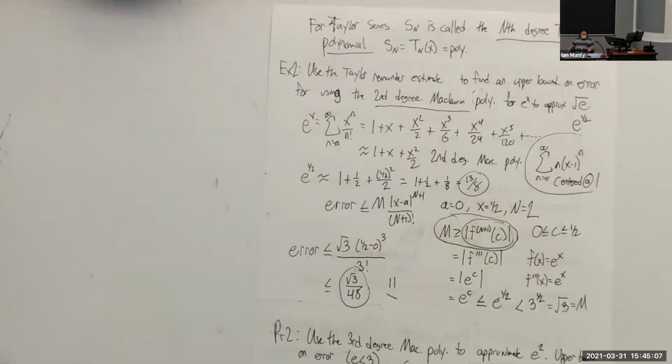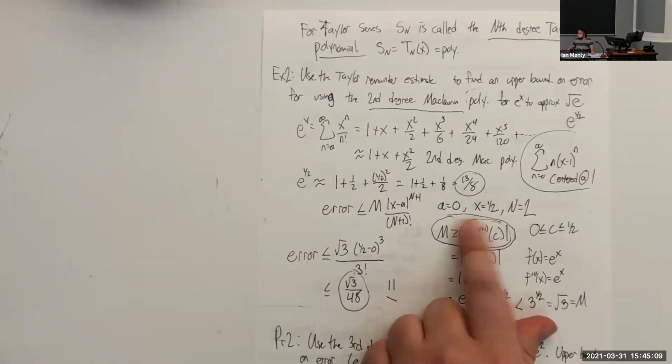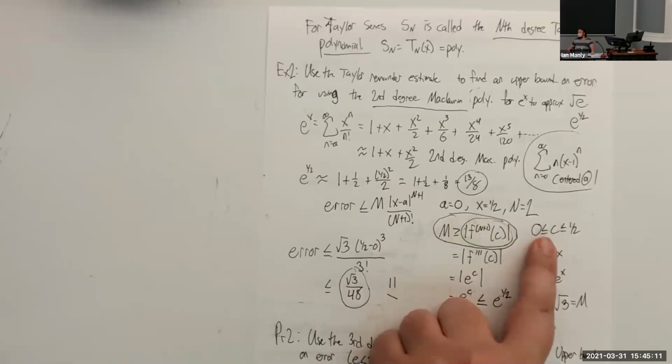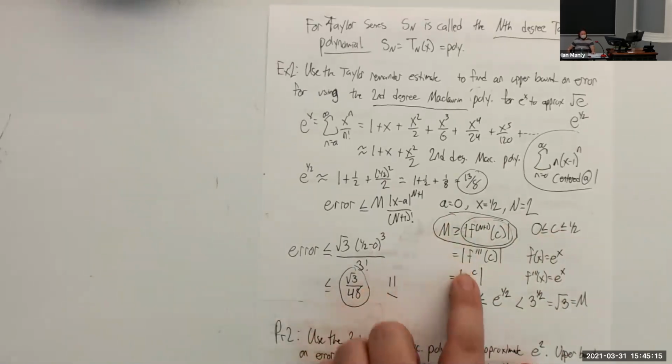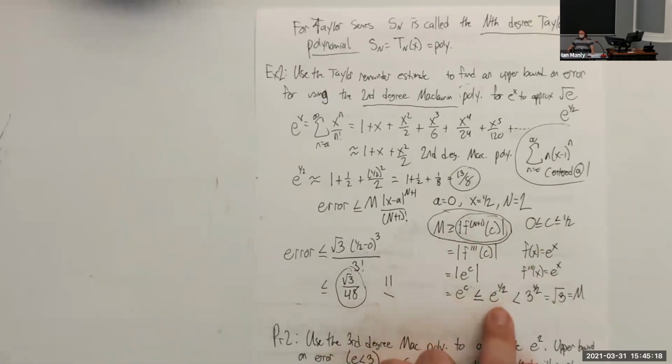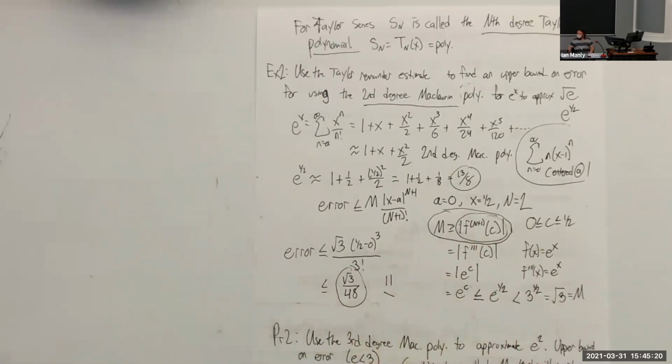C is any number in between x and a. So you need to find x and a first, and then c can be any number in there. But you need to make sure that M is bigger than any value of c plugged into this function. Seems like people get 6.